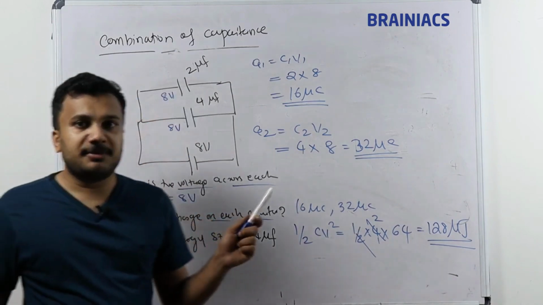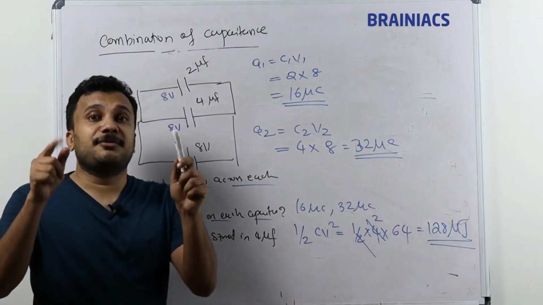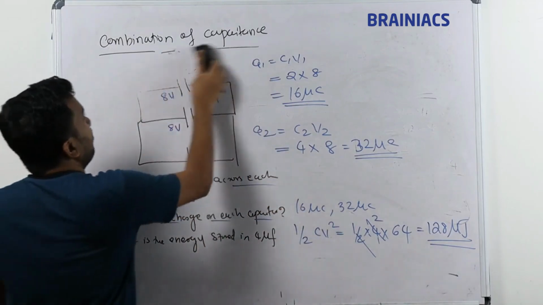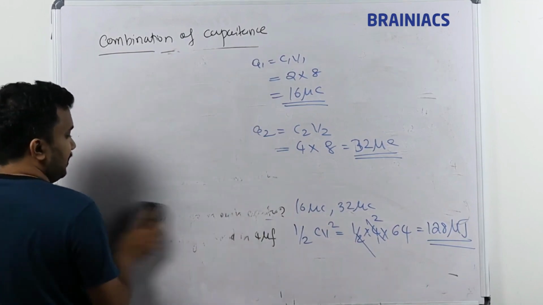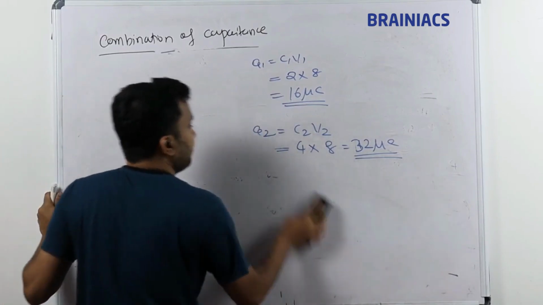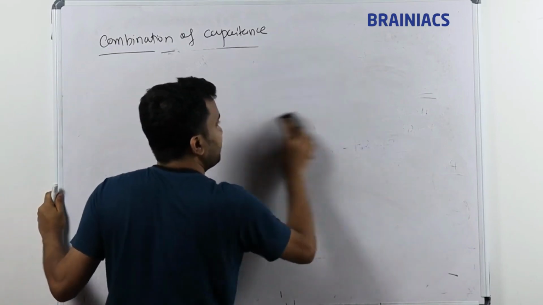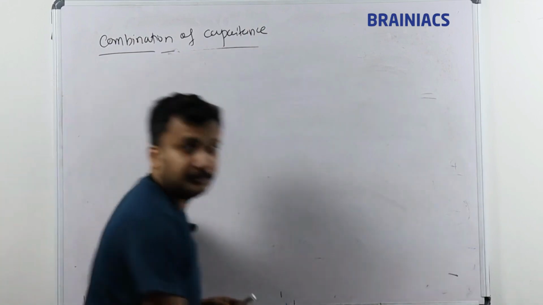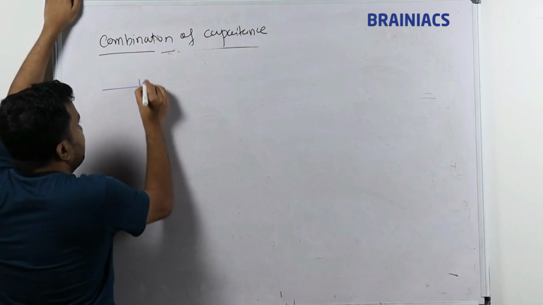Clear? So we have seen an example of a series combination and an example of a parallel combination. Next we are going to see an example of a mixed combination. Mixed combination means there are series connections and there are parallel connections. From these, whatever question is asked, we need to find out. The question may ask charges or capacitance. This question is similar to ones asked in JEE and NEET. So let's have a question here.